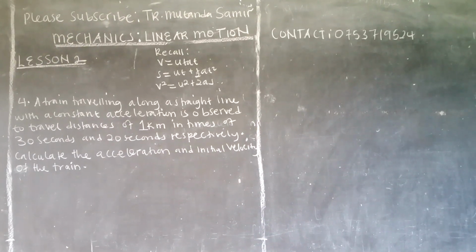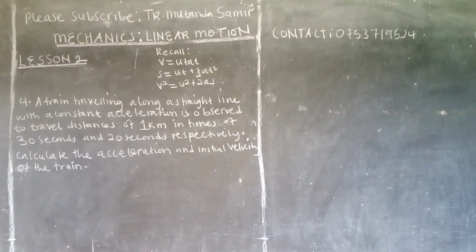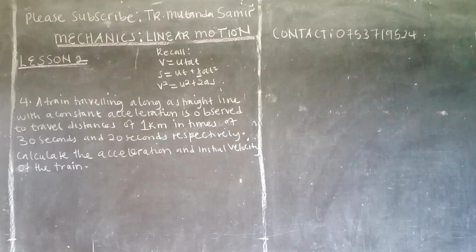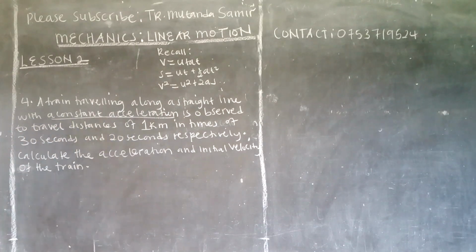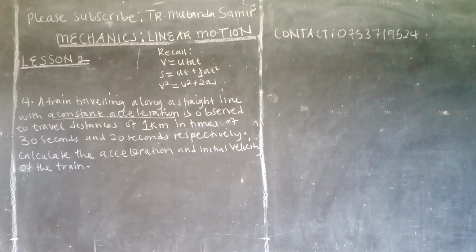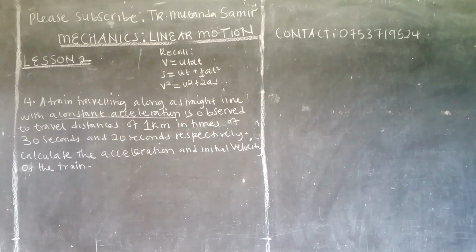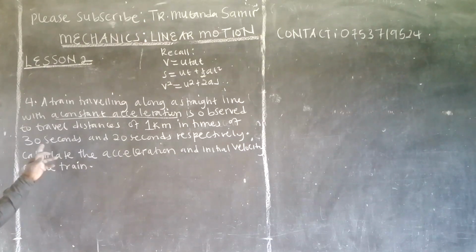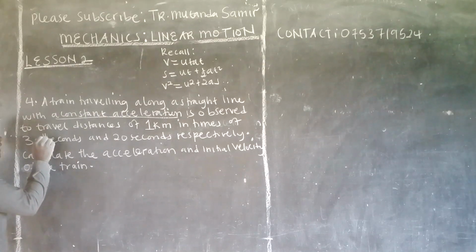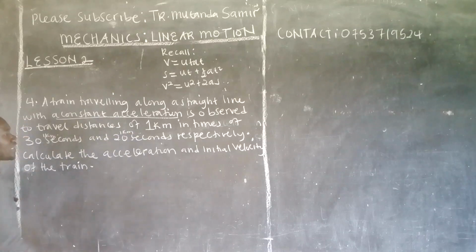Okay, we are in example 3. Example 3 says, a train traveling along a straight line with a constant acceleration. I told you when you see this statement, a constant acceleration, then you just know you have to use the equations. It's observed to travel distances of 1 kilometer in times of 30 seconds and 20 seconds respectively. Meaning that in 30 seconds it covered 1 kilometer, and in 20 seconds it covered 1 kilometer. You must understand that. Respectively, full stop.